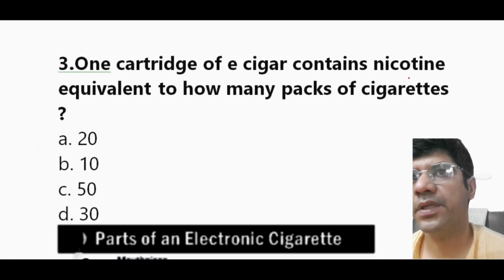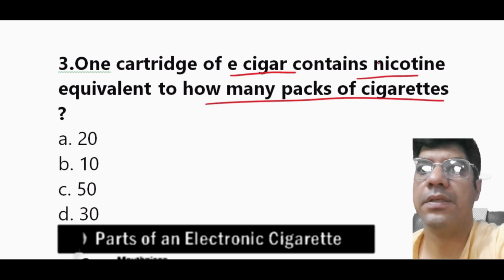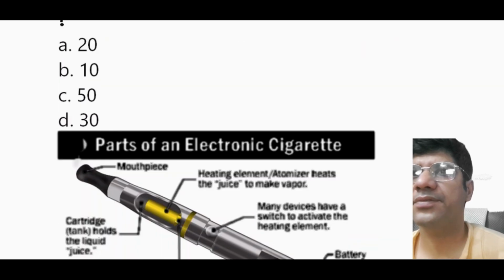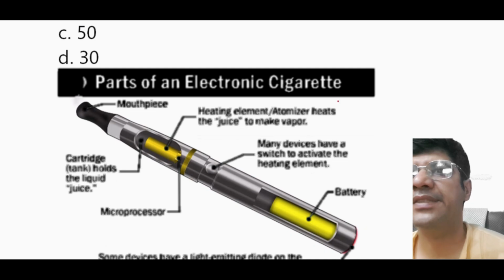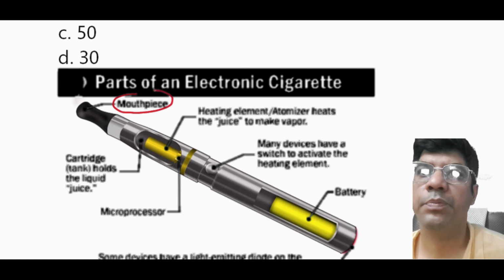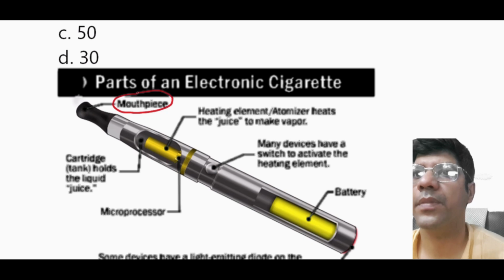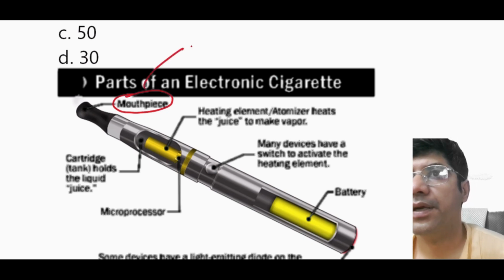Coming to the next question: one cartridge of an e-cigarette contains nicotine equivalent to how many packs of cigarettes? Now let us discuss the parts of the e-cigarette. First of all, there is a mouthpiece. The mouthpiece is the part of the e-cigarette that the user inhales from. It is also known as the drip tip.